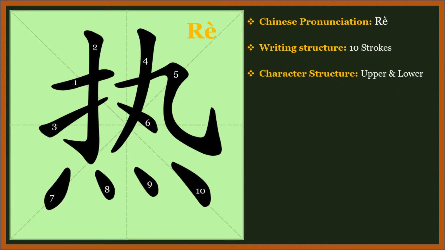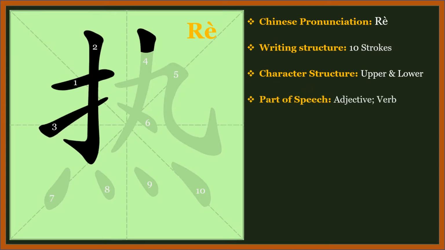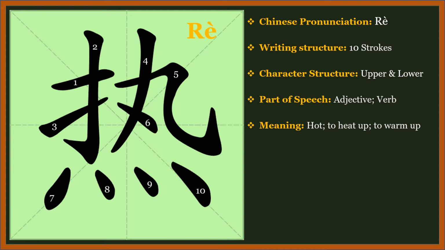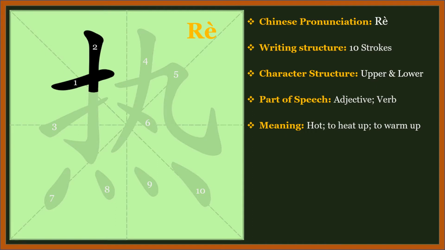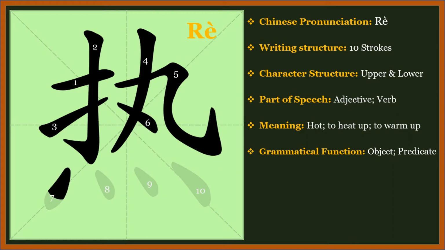This character is an upper and lower structure, and it is mostly used as an adjective, which means hot or high temperature. It could also be used as a verb, which means to heat up or to warm up. So grammatically, it can be used as an object or a predicate in a sentence.